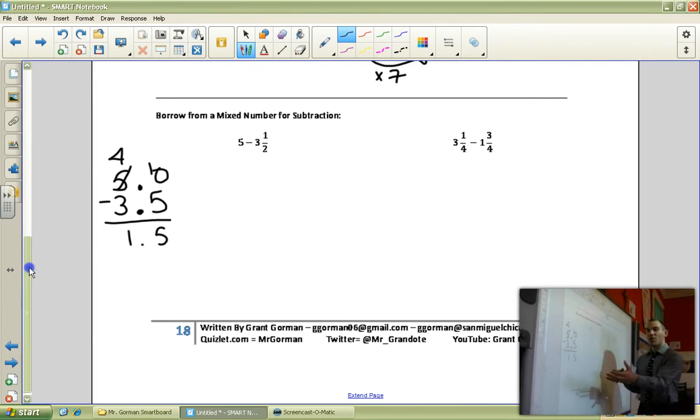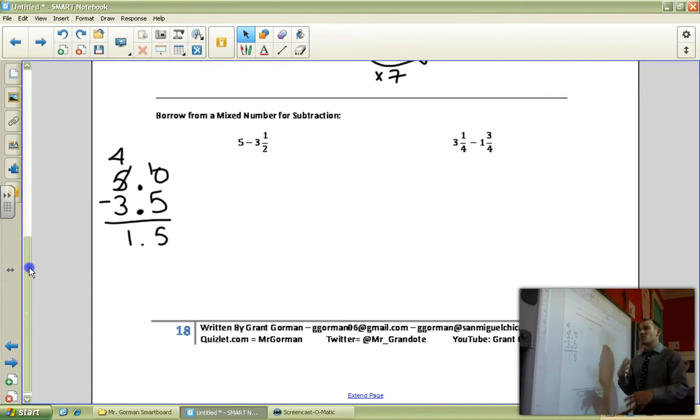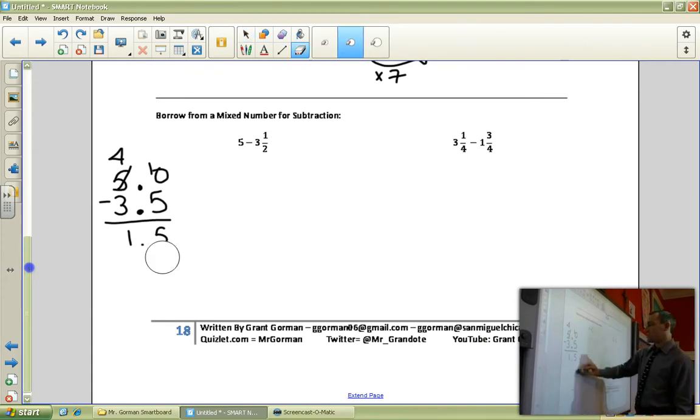So you guys know how to do that. You're not always going to have such easy fractions to work with, but I wanted to show it here to show you that you guys do in fact know how to do this from our decimals unit. You can do this. Now let's look at a way you can do it using fractions, okay?